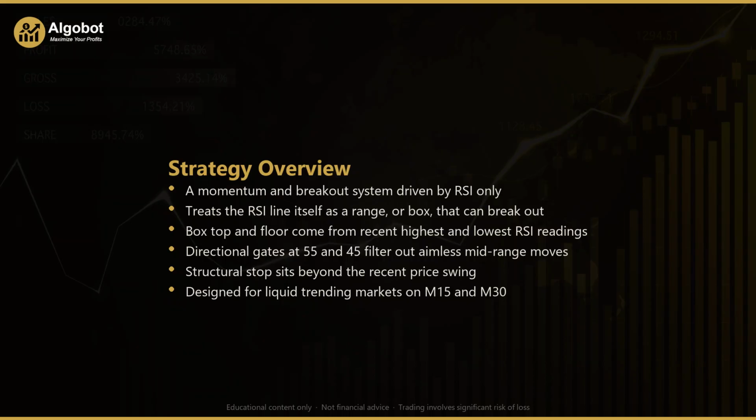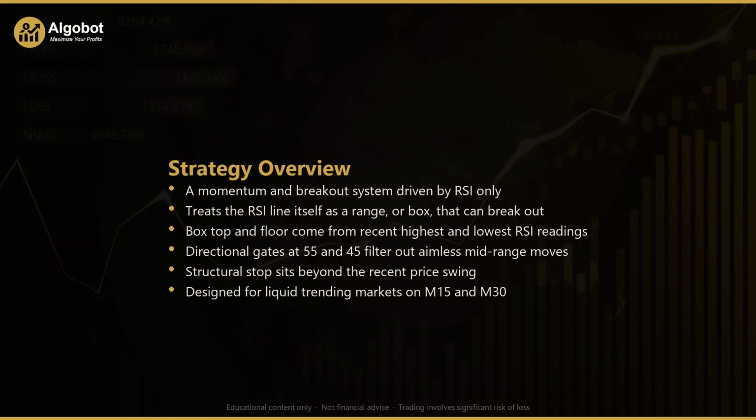The core idea is that momentum tends to coil before it expands. When RSI spends a stretch of bars oscillating quietly inside that band, pressure is building. The moment RSI breaks decisively through the top or the bottom of its own box, the strategy reads that as a shift in gear, a sign that order flow has changed direction. It then lets the indicator pick the side and aims to follow the release.